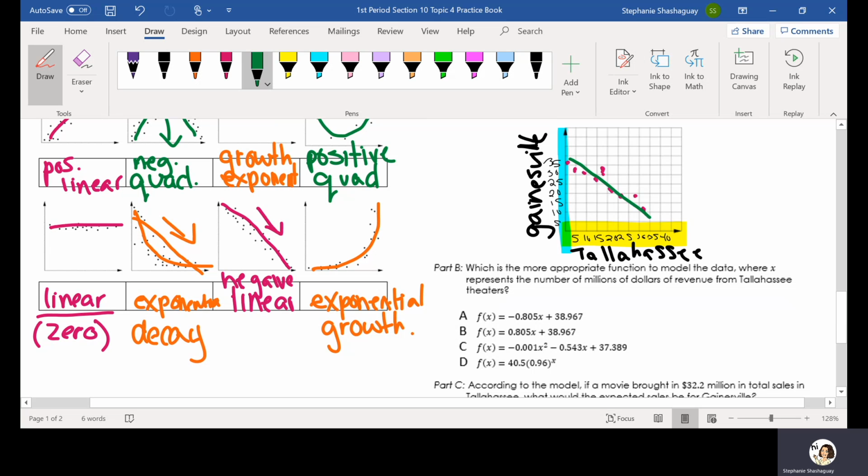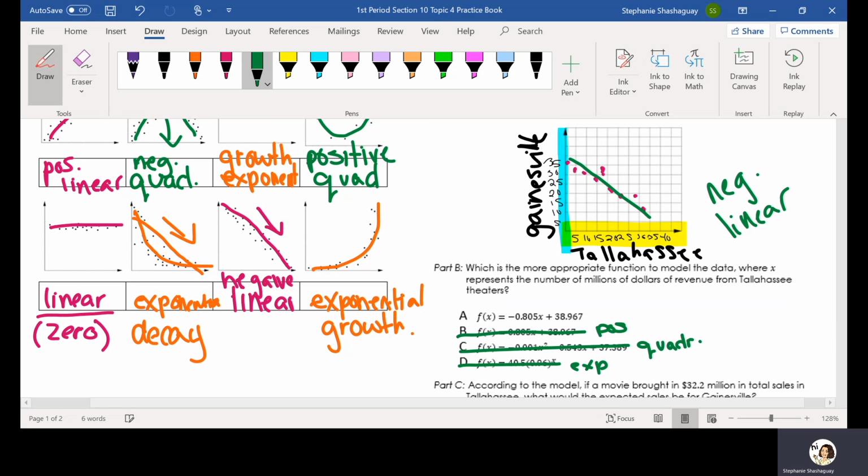So which is the more appropriate function to model the data? So again, we have a negative linear. So which ones can we remove? Well, B is positive, and we clearly have a negative linear function here. D is exponential, right? C is quadratic, and I knew that because of the exponent right there, and my exponential I knew because my variable is in the exponent, okay? B was a positive linear because that first term was positive, so that means my only answer choice here is A, okay? So A would be the best fit for this data.